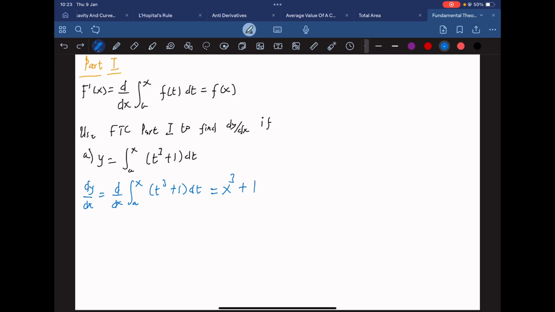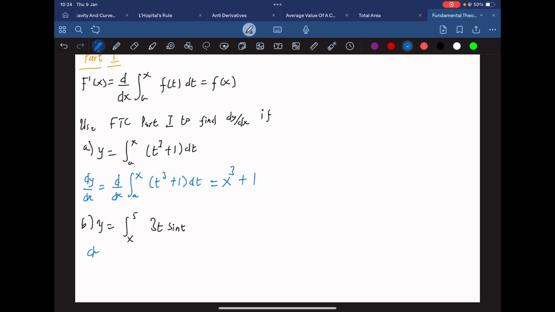Okay, let's look at a different one. So we have y equal to the integral from x to 5 of 3t sine of t dt. We have to find dy/dx. So in that case, we know our dy/dx is equal to d/dx of our integral from x to 5 of 3t sine of t dt.